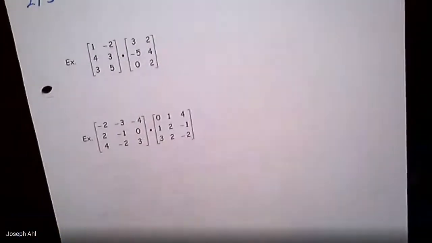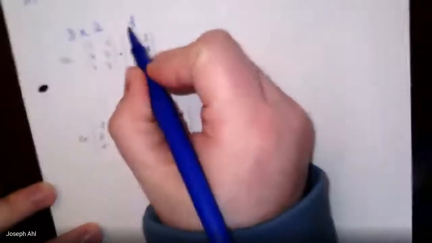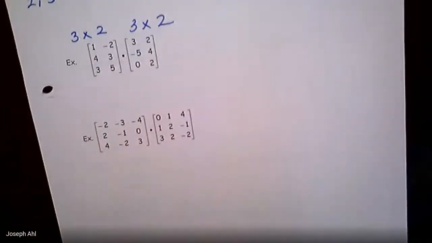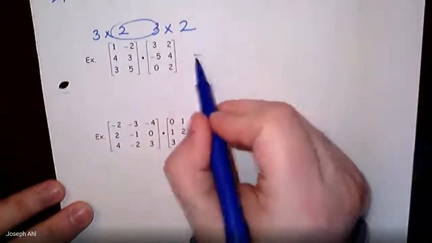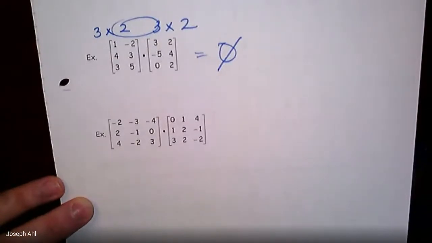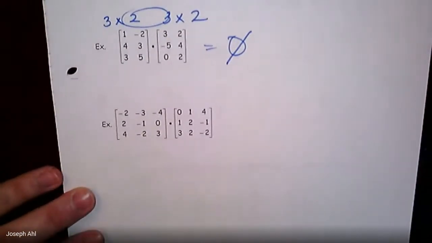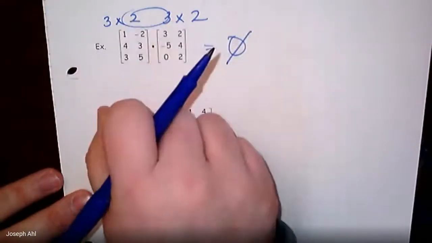You're going to like this one, right? Because we have, in this case, a 3 by 2 and a 3 by 2. And the resulting product, if I multiply those, would be, can't even do it. So if you get a question like that, you're really going to like those cases because the product's not possible. The columns of the first don't match the rows of the second.